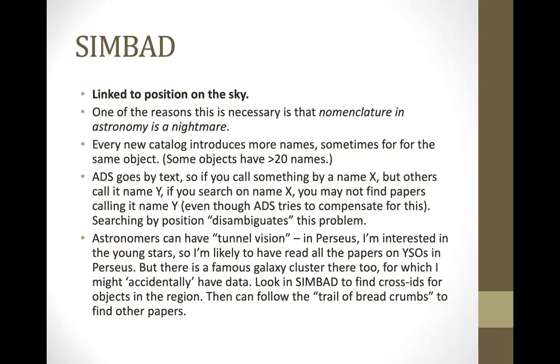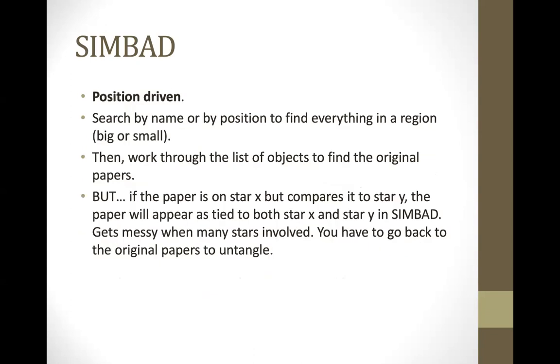Astronomers can have tunnel vision. So for example, in Perseus, I care about the young stars. And so I'm going to care mostly about the things that are studying young stars in the Perseus molecular cloud. But Perseus is a big constellation, and there's a famous galaxy cluster there too. And I might, quote unquote, accidentally have data on the Perseus galaxy cluster. And I might look in Simbad to find cross IDs for objects in the region. And then I can follow the trail of breadcrumbs that Simbad gets me to find other papers on the galaxies in this region. Again, Simbad is position driven. So you can search by name or position to find everything in a region. And then I can work through the list of objects to find the original papers.